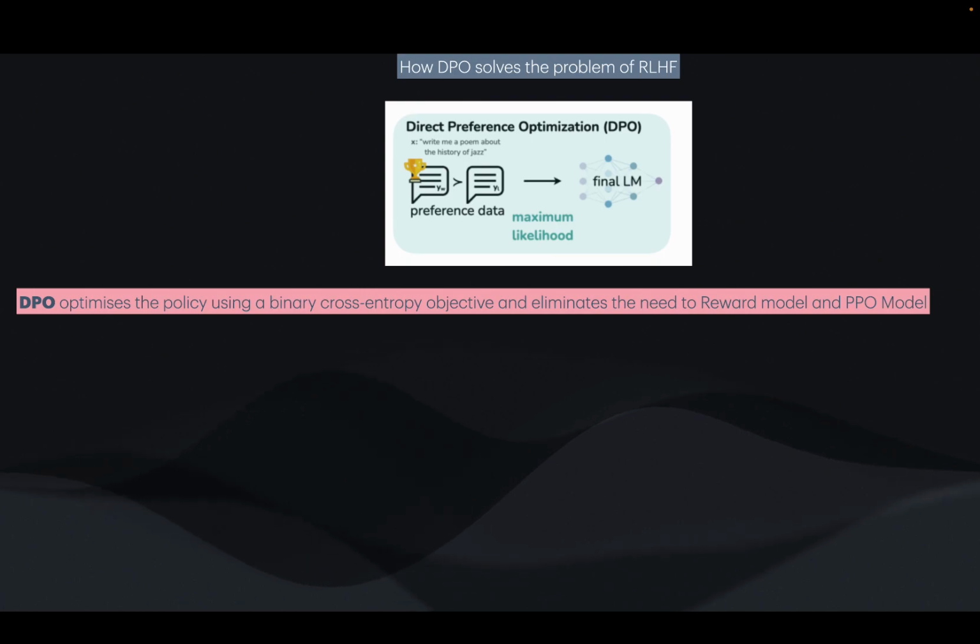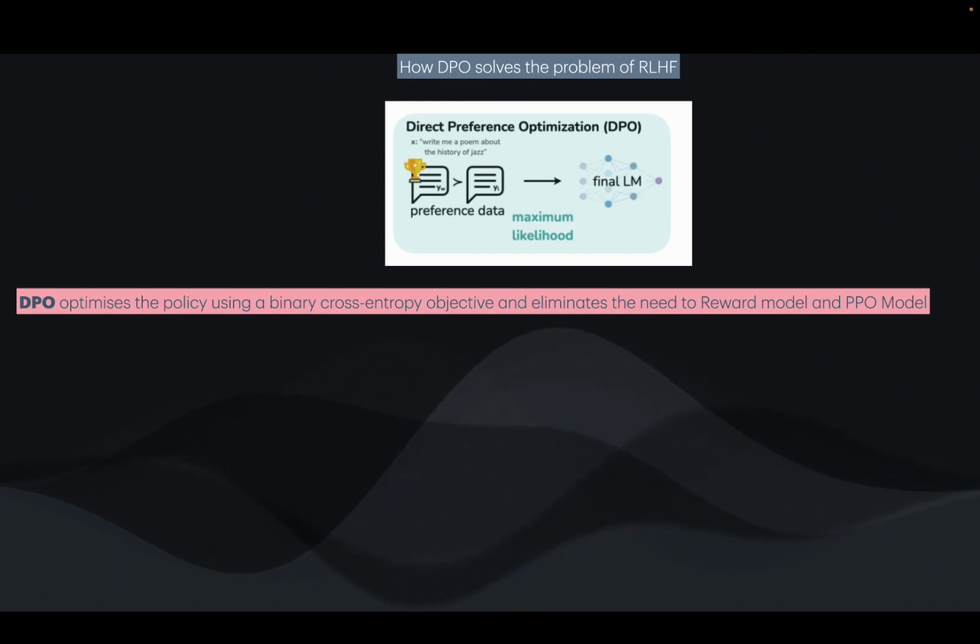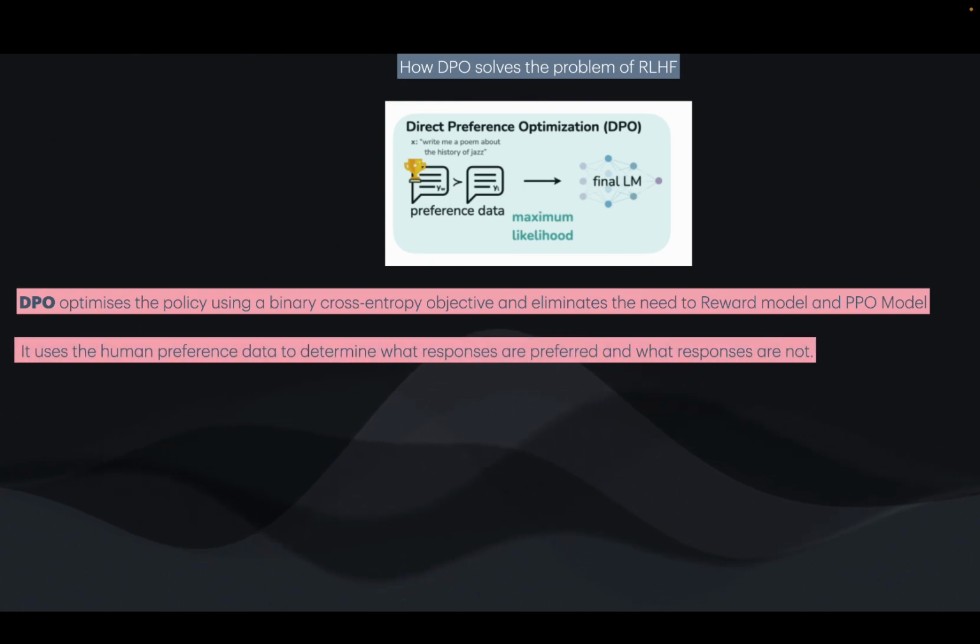So DPO optimizes the policy using a binary cross entropy objective function and eliminates the need of the reward model and the PPO model. So these two models, now we don't need to train a reward model. We can just eliminate the reward model, and also the PPO model, we can directly get the policy using this maximum likelihood. You can use a binary cross entropy objective function to directly optimize the LLM for the human preferences, right?